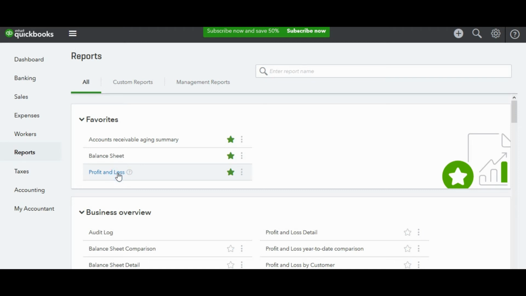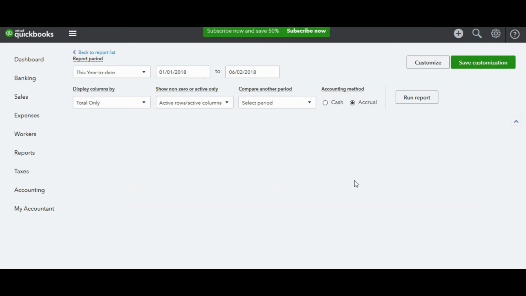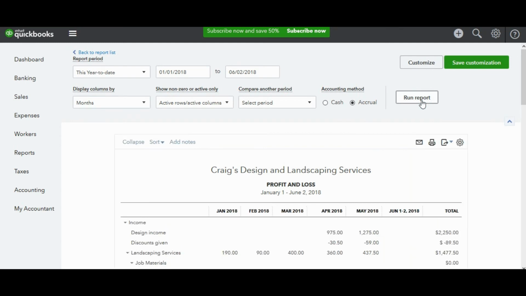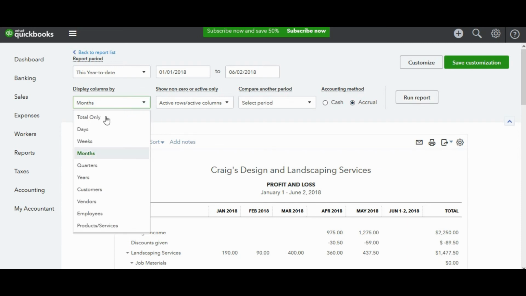Your profit and loss is something that you're going to be looking at on a regular basis. Now, your profit and loss you can look at in many different ways. Again, cash and accrual. We can look at totals only. We can also look at this on a month-by-month basis. So if we want to see what's been happening for each month, we can go ahead and run that for each month. It's really easy ways that we can look at our information. Display the column.